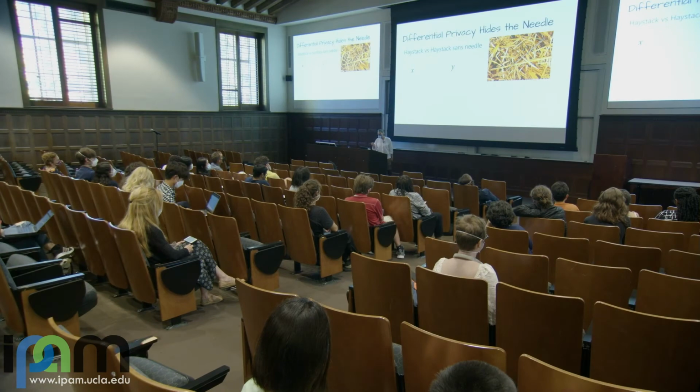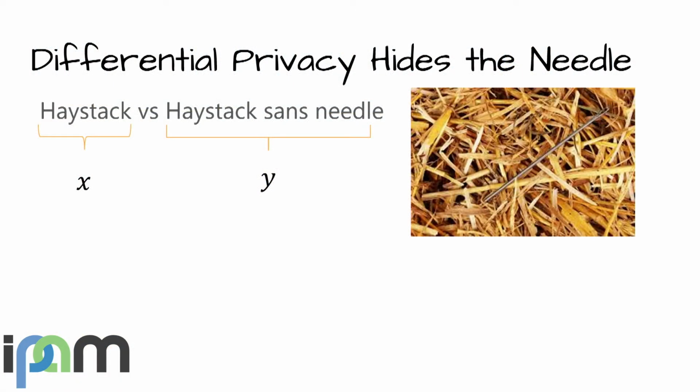So let's go back to the needle and the haystack. Differential privacy hides the needle. If we have X as the data set with the haystack and the needle, and Y is the haystack without the needle, then we're going to learn the same things about our population, whether the data set is X or the data set is Y. And that's why this is entirely the wrong technology if you're looking for the needle in the haystack.